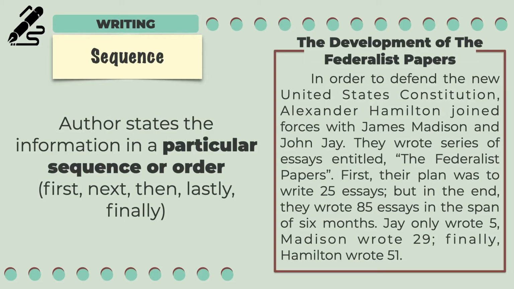This text explains the sequence of how the 85 essays in the Federalist Papers were written. It uses several signal words such as first, but in the end, and finally.